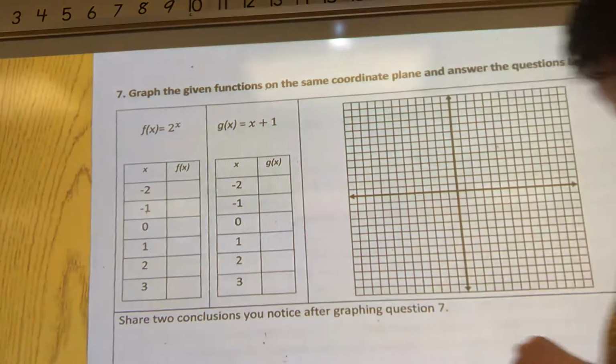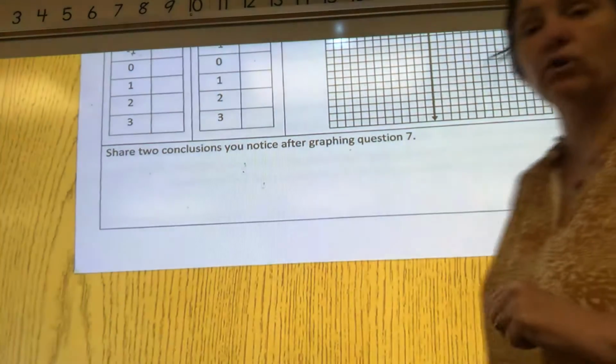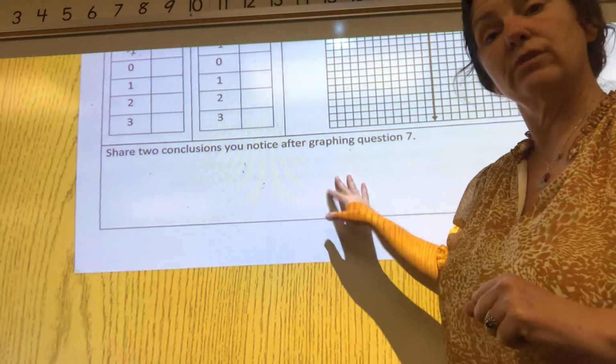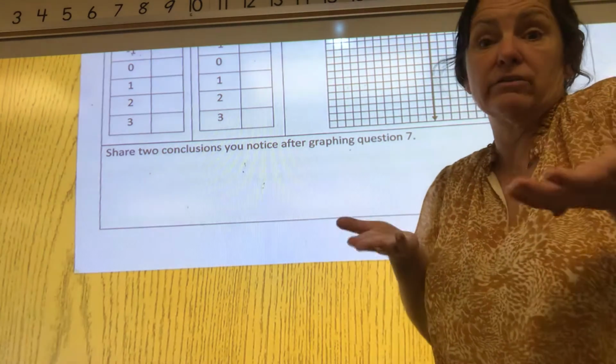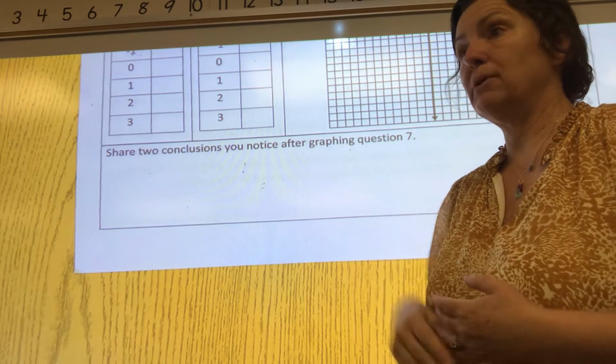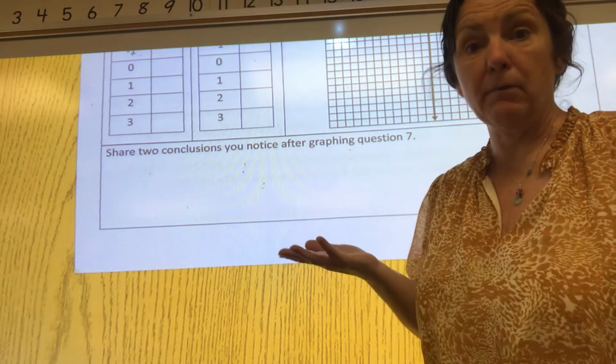And underneath that, I just want you to share 2 conclusions that you notice after graphing question 7. So what are 2 things you notice after looking at this graph? So maybe where do they intersect? That might be a good one. Maybe who's exponential, who's linear. That would be a good one.